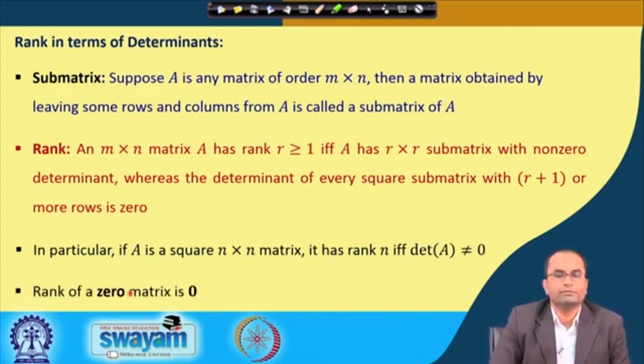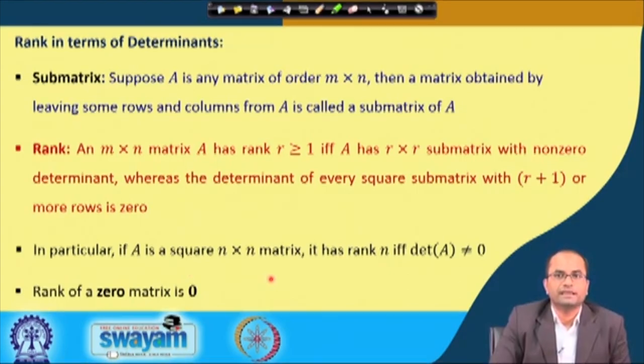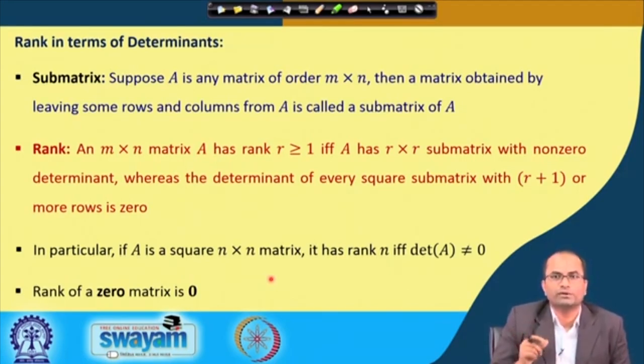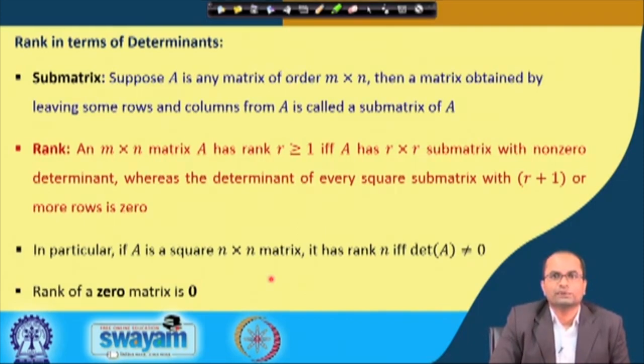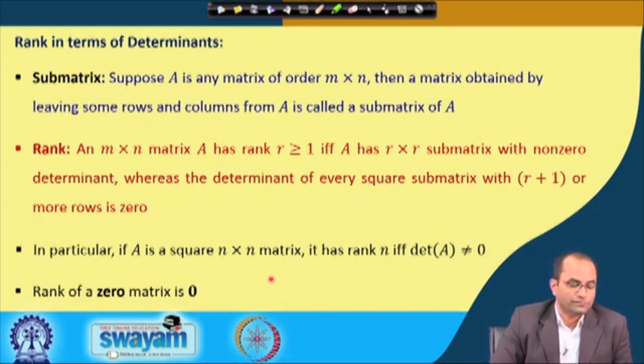And the rank of a 0 matrix is 0, because we do not have any submatrix with a non-zero determinant. Any submatrix we take, even up to order 1, has a determinant of 0 because all the entries are 0. So whatever order of submatrix you take, the determinant is going to be 0. So, this is why we say the rank of a 0 matrix is 0.